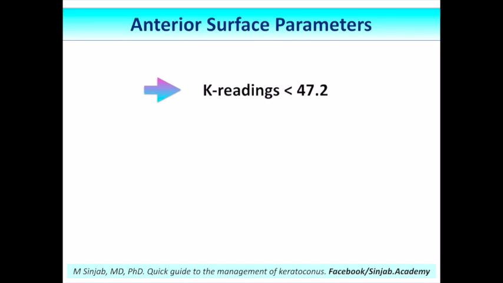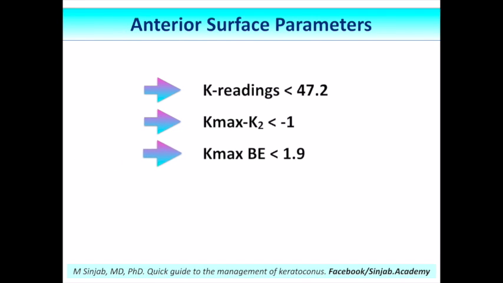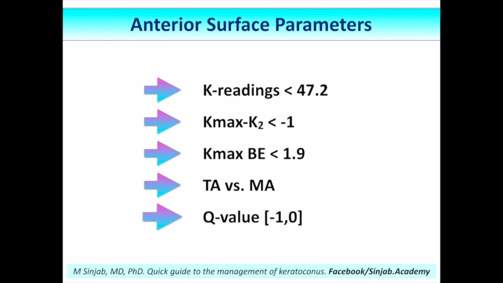So to sum up, we have to look for K readings. They should be less than 47.2. The difference between maximum K reading all over the cornea and the steep SIM-K should be less than -1 diopter. And the difference between both corneas in regard with the maximum K readings should be less than 1.9 diopters. And we have to pay attention to the difference between manifest astigmatism and topographical astigmatism. And finally, we have to look at the Q value of the anterior corneal surface.